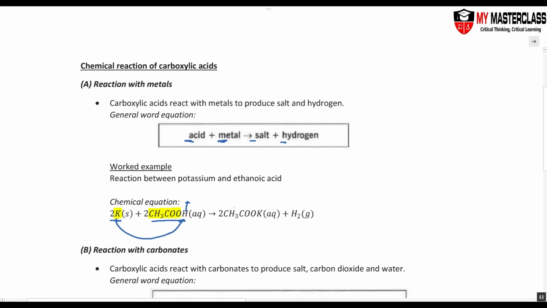Okay, your formula is this because CH3COO minus and then you have K plus. Right, why is the whole thing minus? It is because your formula should be CH3COOH, and you know the H, this one ionized to give H plus. So when it ionizes to give H plus, the remaining part is all the minus. Okay, your H kicked out gives you hydrogen gas. So you get potassium ethanoate.